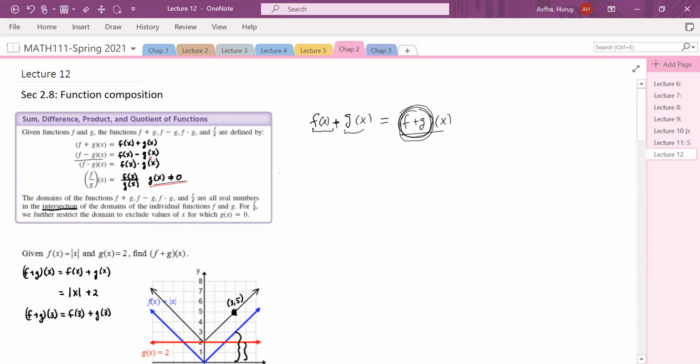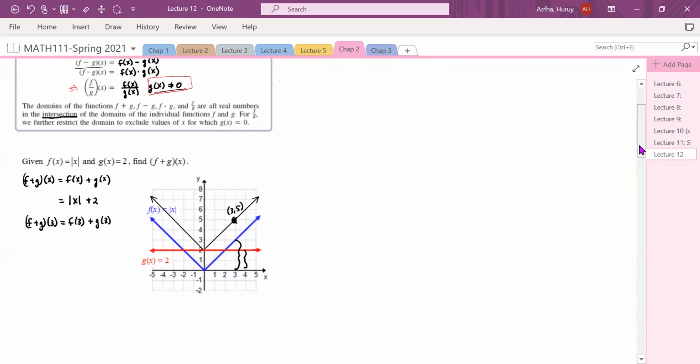And the domain of this combination, whether sum, difference, product, or division, is the intersection of the domains of the two functions. But for the division, we have a restriction, which means we have to omit the values that make g of x equal to 0. Now let's look at this example.